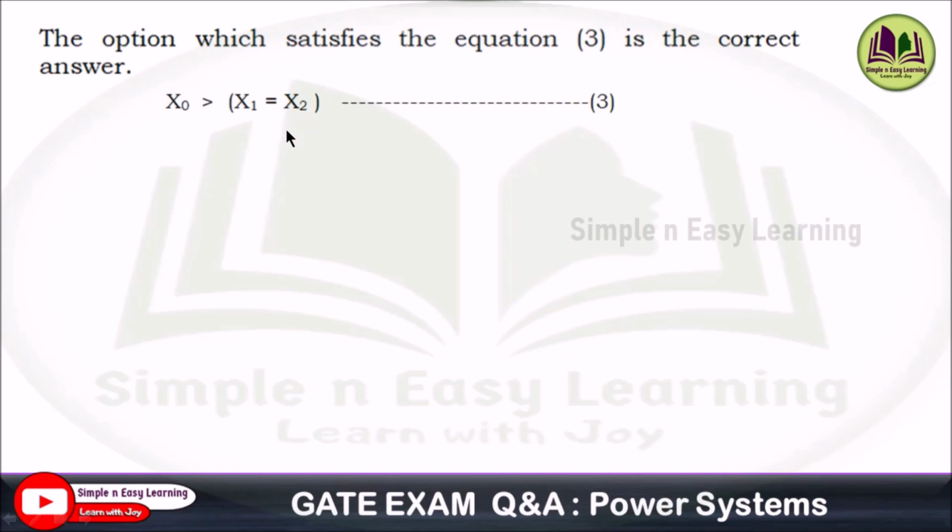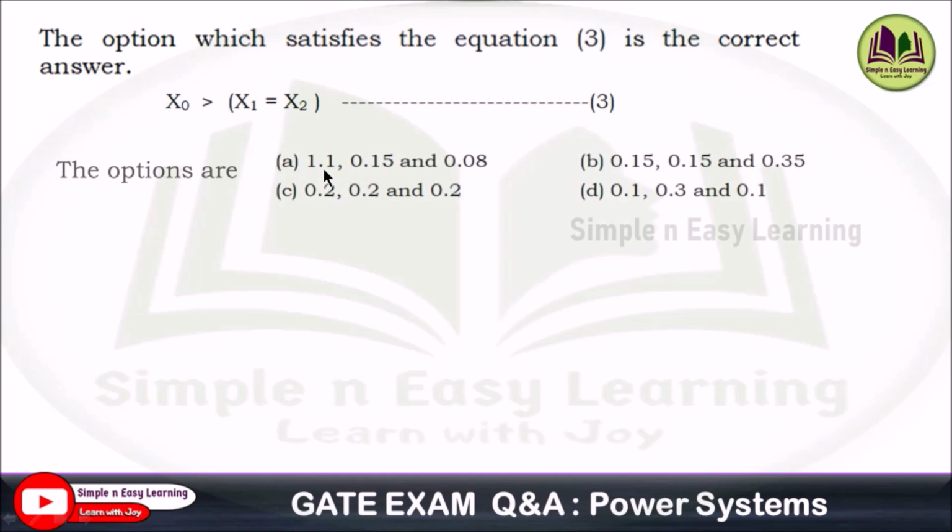In our options we have x0, x1 and x2. Option A is 1.1, 0.15 and 0.08, where the order is x1, x2 and x0. Out of these 4 options, we need to check which option satisfies the third equation, x0 greater than x1 equals x2. The first condition is x1 equals x2. In option A, x1 is not equal to x2, so we reject that one. In option D also, x1 is not equal to x2, so you can eliminate that one.